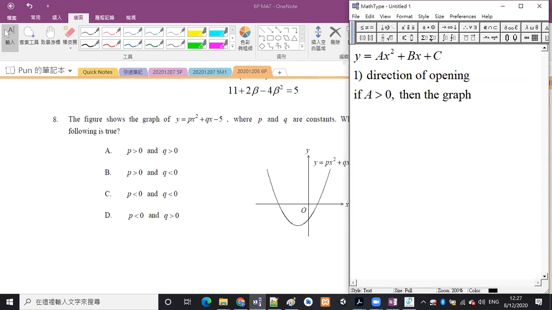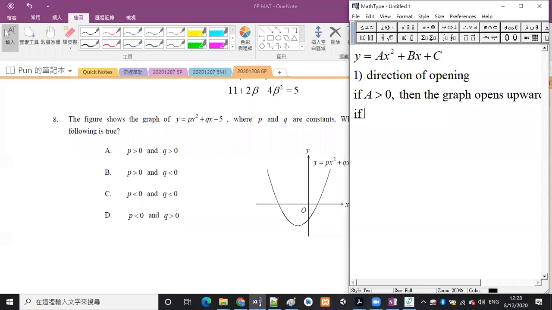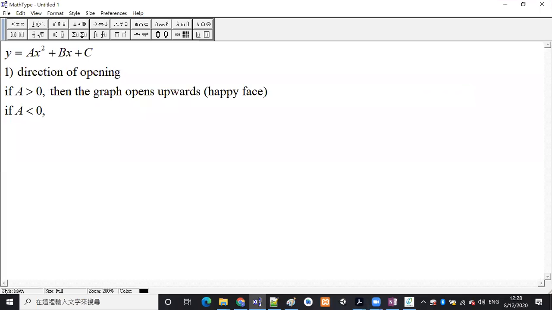graph opens upwards. That is, it is a happy face. And then if A is less than 0, the graph opens downwards. That is a sad face. Second thing is about the y-intercept.